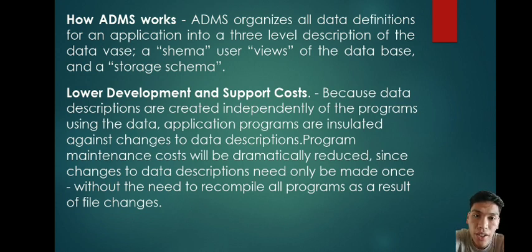The schema is a collection of all record descriptions for the fields in the database. A view defines the records and the fields within each record that the application program can access, and the storage schema defines where the files are stored and the format in which they are stored. ADMS data files may be indexed or sequential. ADMS provides a special data definition processor to centrally create, edit, validate, and modify data definitions independently of application programs.